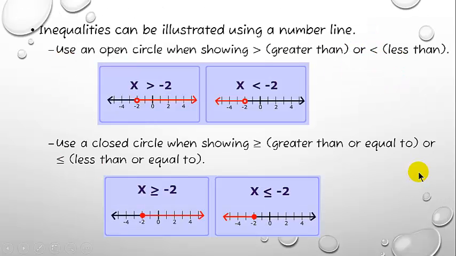Okay, just a quick recap. Inequalities can be illustrated using a number line. Use an open circle when showing greater than or less than, that does not include the number. Use a closed circle when showing greater than or equal to or less than or equal to, because it does include the number. Okay, that's an important point.